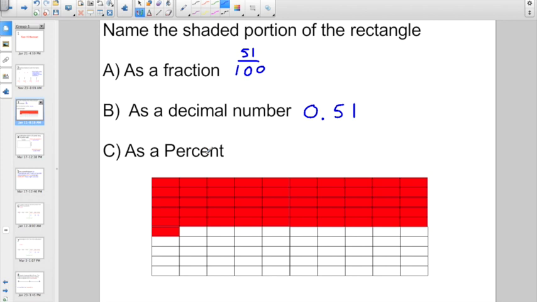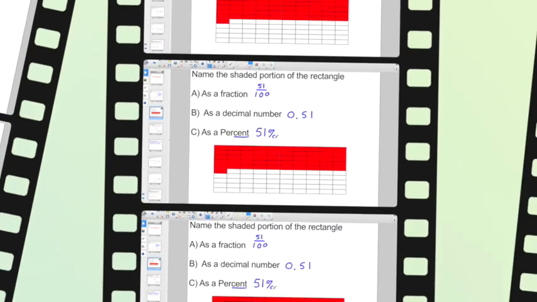And then lastly, to write it as a percent, remember, percent just means out of 100. So if your denominator is 100, to write it as a percent, you just need the numerator, 51%. If the fraction is 51 out of 100.